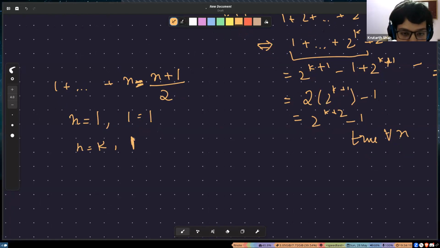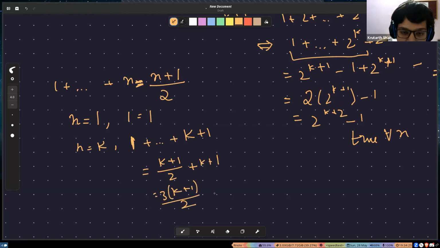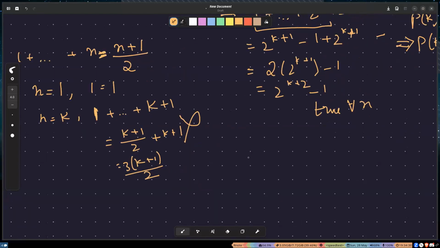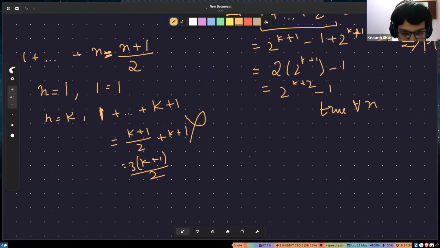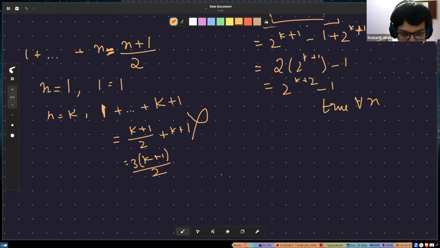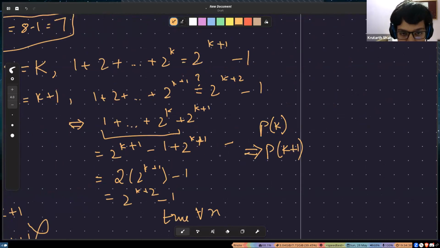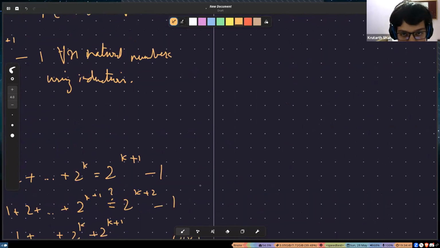If you try to do the same thing, you would get k plus 1 by 2 plus k plus 1, which does not give the correct result. So this is false, this does not give k plus 2 divided by 2. All right. Any other questions?